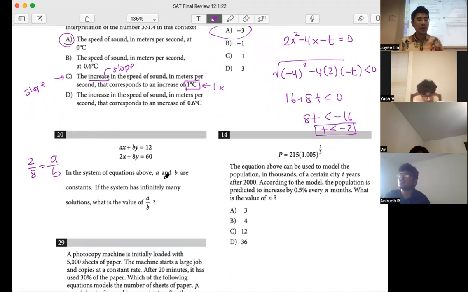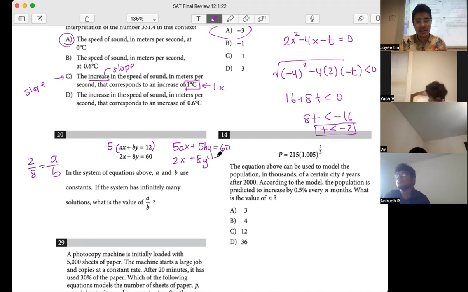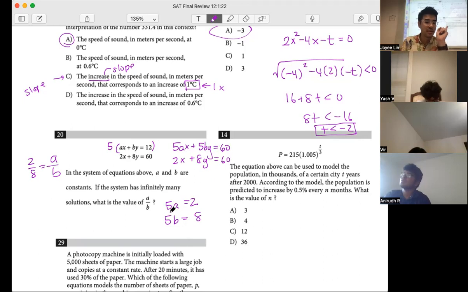If you want the longer way, right, you multiply the top way by 5. Right, so it's 5ax plus 5by is equal to 60, right? And then 2a plus 8y is equal to 60. And then you say, oh, okay, 5a is equal to 2, and then 5b is equal to 8. And then from here, an interesting way you can do systems if you want to is instead of adding or subtracting, you can literally just divide both sides by each other. Right, if 5a is 2 and 5b is 8, you can literally just do a over b is 2/8.